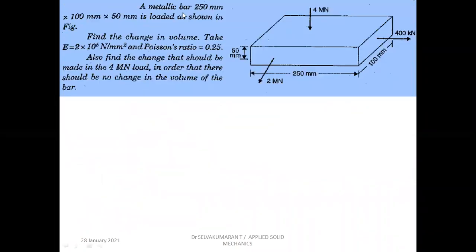So now let us go to the next problem. A metallic bar 250 mm by 100 mm by 50 mm is loaded as shown in the figure. Find the change in volume. Take Young's modulus as 2 into 10 power 5 Newton per mm square and Poisson's ratio 0.25.